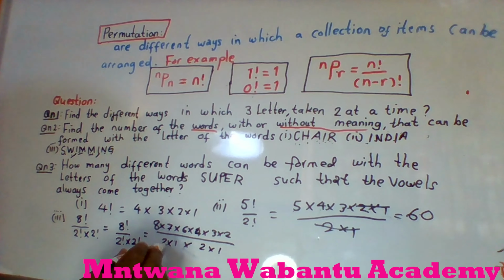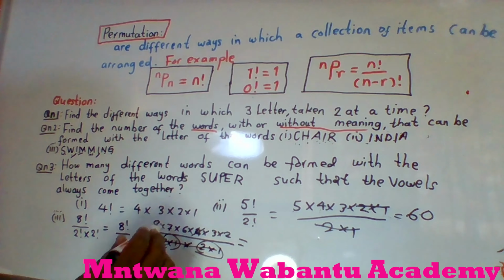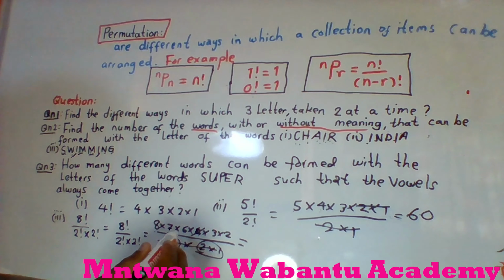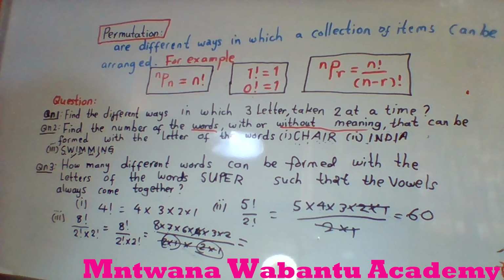Right, so now this is finished because 2 times 2 equals 4. So this 4 and this 4 cancel. So now we're left with 8 times 7 times 6 times 3 times 2. So that's what we're gonna get, right?